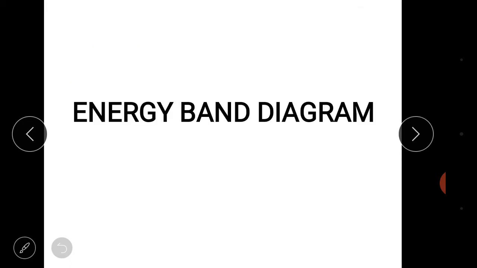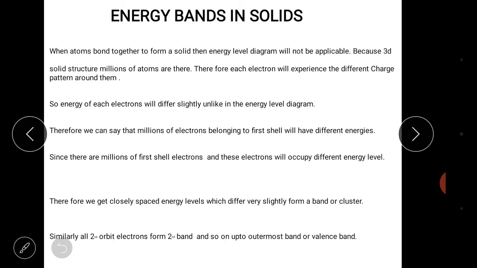Now we have studied the energy level diagrams of an isolated atom. But what will happen if atoms form a solid structure? So far we have studied the energy level diagram of a single isolated atom. But what will happen if these atoms form a solid structure? When atoms bond together to form a solid, the energy level diagram will not be applicable.